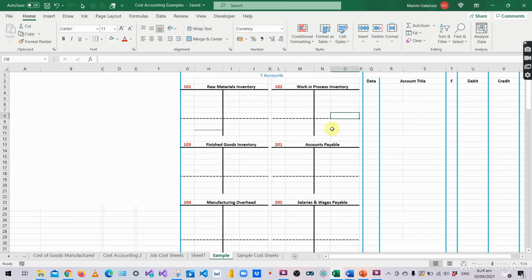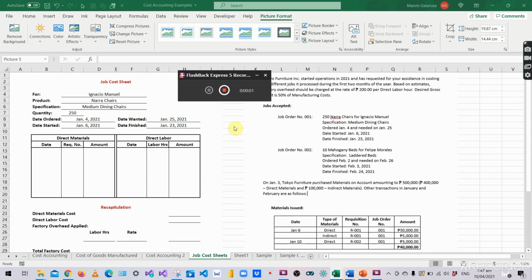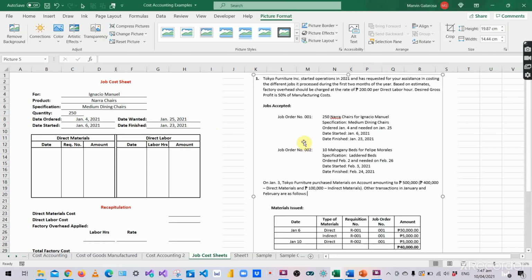Pero for simplicity, and para mas maintindihan siya ng gusto, ang gagawin natin is baliktad. Mag-journal entry muna tayo, and then magpo-post tayo, and then afterward, saka natin ilalagay sa job cost sheet. Okay? Next, yung job order 002.